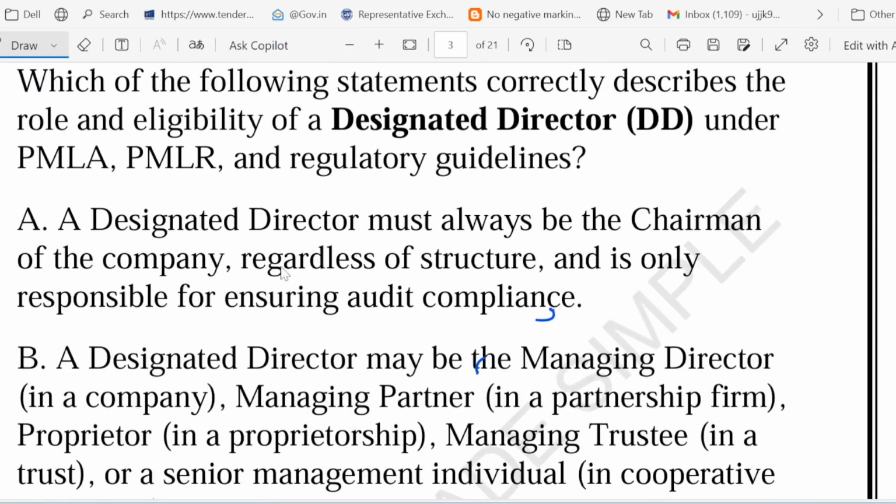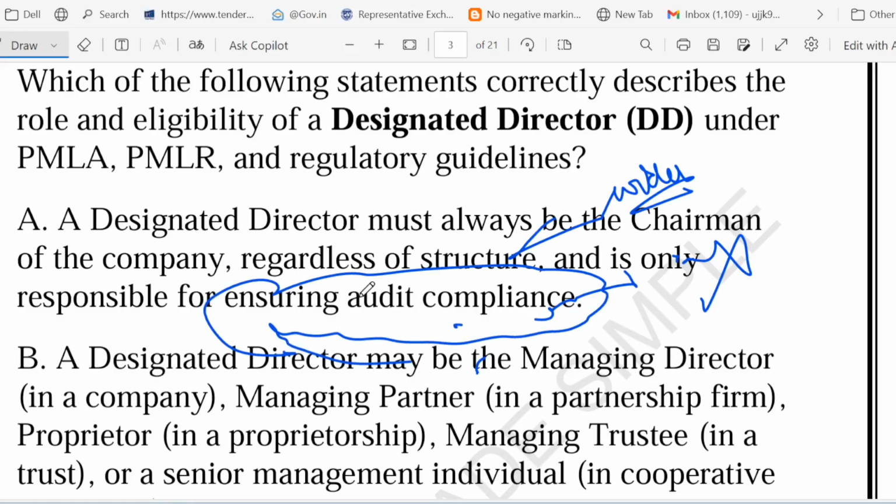First of all, let's start with option A. What do you think about option A? Option A says that the designated director must always be the chairman. This is wrong. The designated director is not always the chairman. It depends on the type of organization, right? And option A says that he must be the chairman.